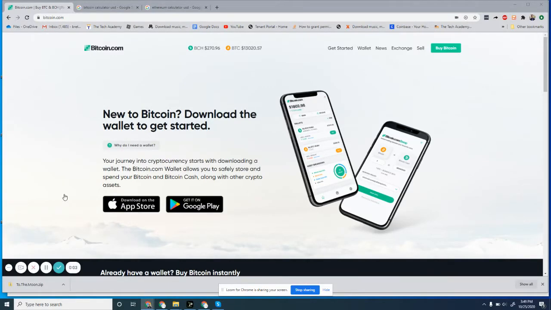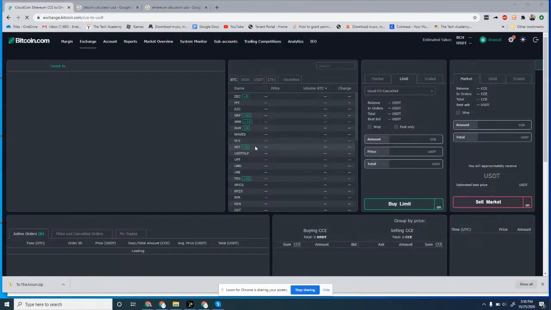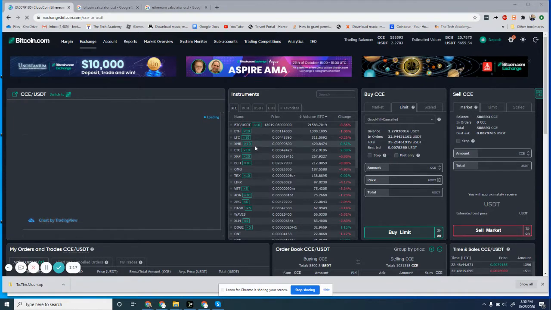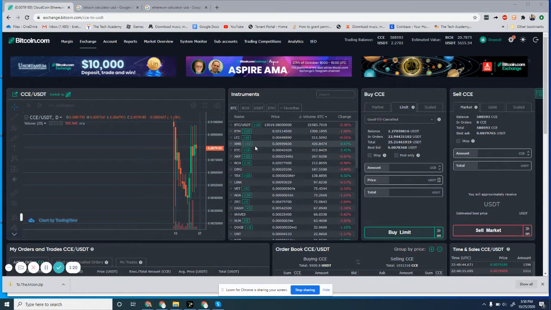If you've gone on to Bitcoin.com and downloaded a wallet and bought some Bitcoin, or simply bought Bitcoin or any other type of cryptocurrency, now is the time to go onto the Bitcoin.com exchange. So what you're going to want to do if you're not there is go to Bitcoin.com and then just click right here where it says exchange.